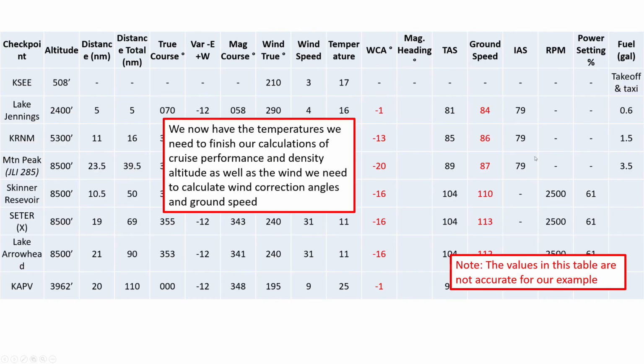So we got all this, and now we have the temperature and wind data that we can use to do our cruise performance, our density altitude, and get our wind correction angles and ground speed. And just note that's what we've done here in the background, but again, this is a Frankenstein of different data that I just used, so don't look at the values of this.